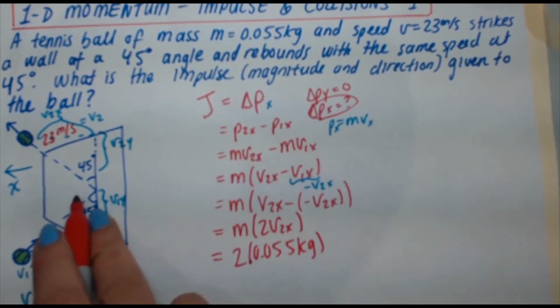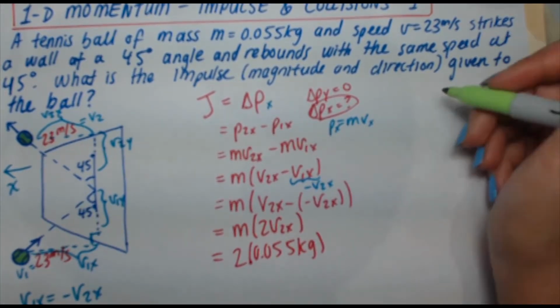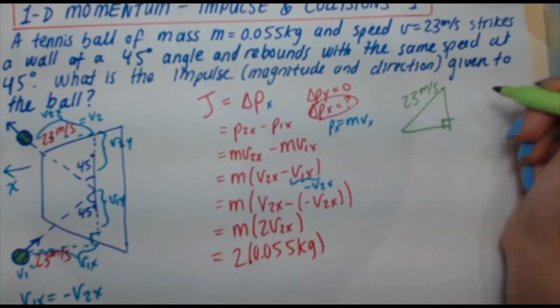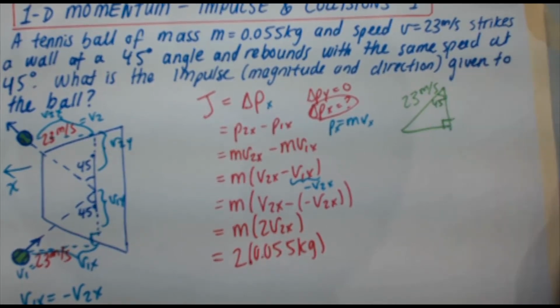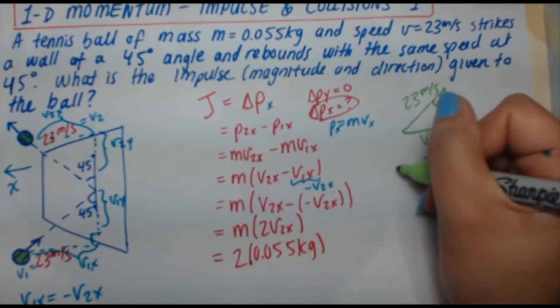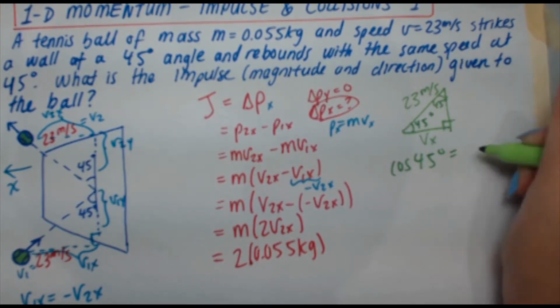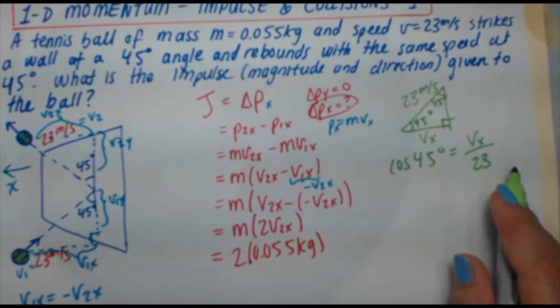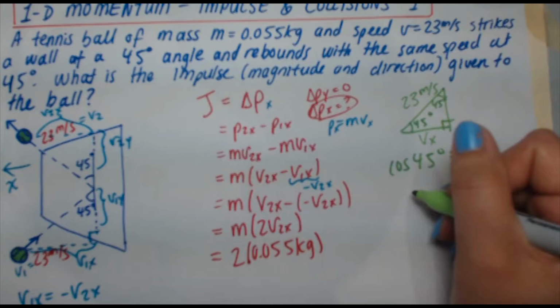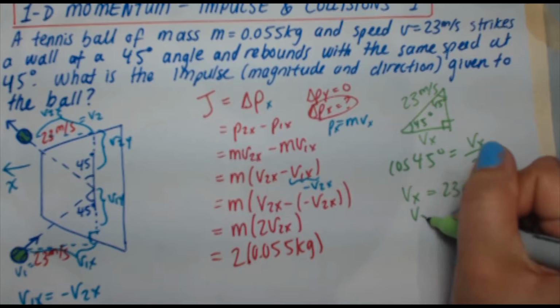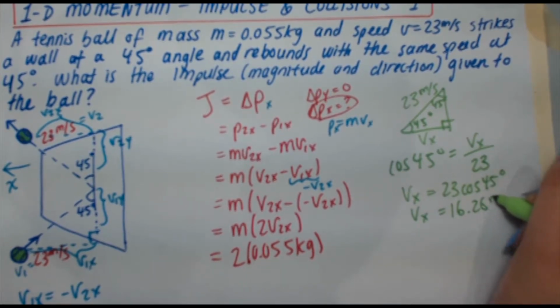And how do you find v2x? It's a simple Pythagorean problem here. You've got your right angle triangle. You've got your 23 meters per second as your hypotenuse. You've got your 45-degree angle. So at this point, you just have to find this side of the triangle. Okay, so if you look, it's a cosine of 45 degrees. If that's 45, this has got to be 45 as well. It's equal to adjacent over hypotenuse, Vx over 23. So to get Vx by itself, multiply both sides by 23. So Vx is 23 cosine of 45 degrees. Plug that in and you're going to get that the Vx is 16.26 meters per second.